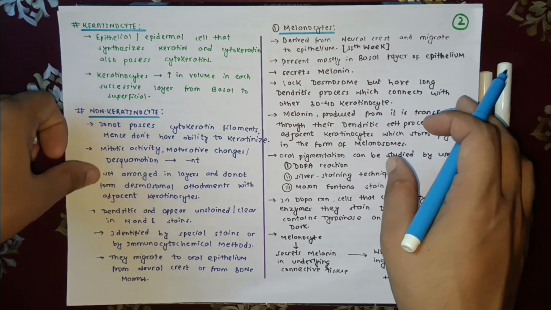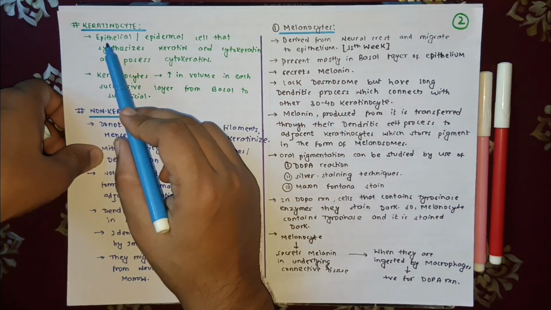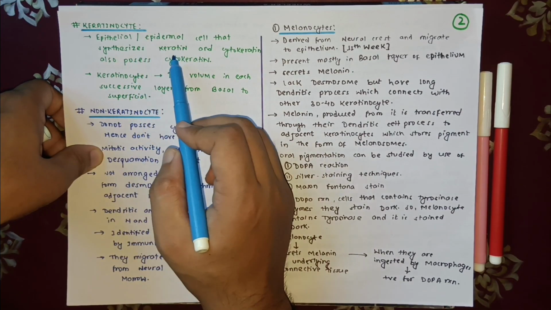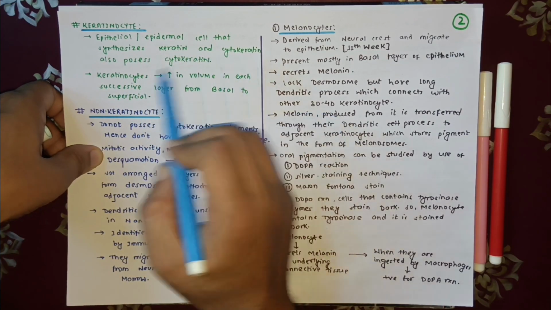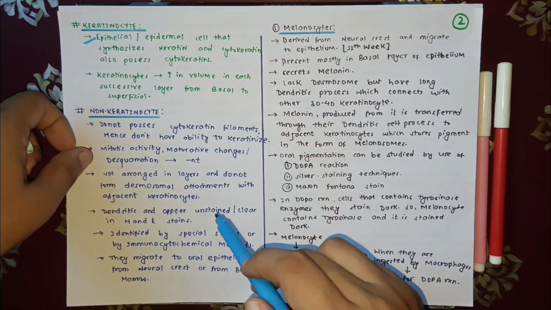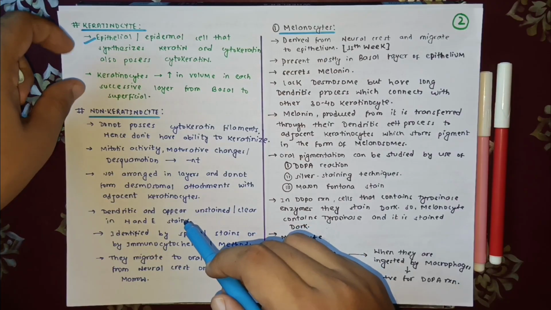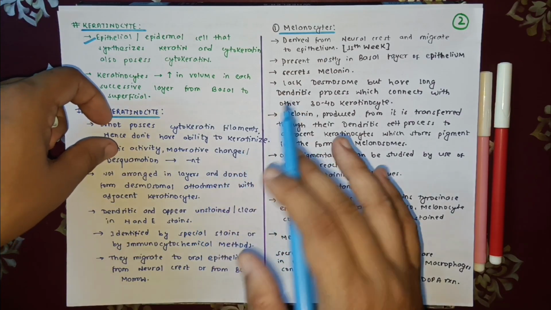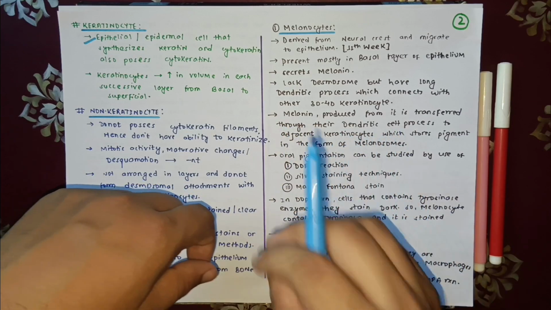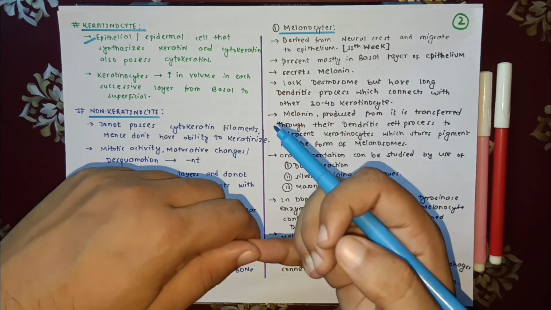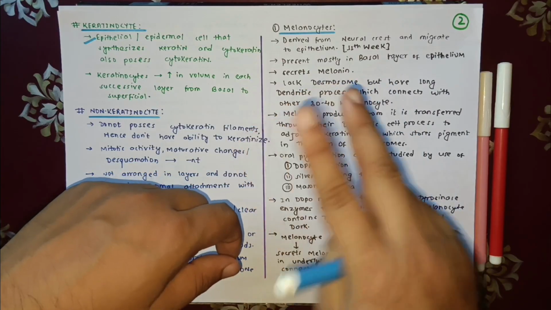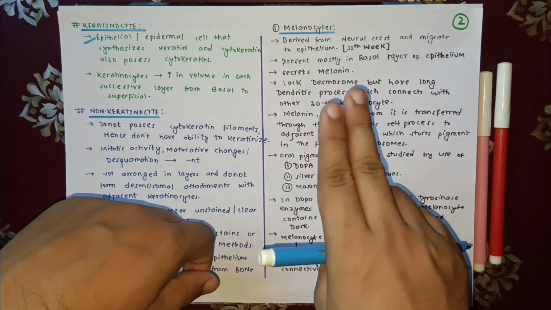So keratinocyte and the non-keratinocyte. The keratinocytes are the epithelial or epidermal cells that synthesize the keratin and the cytokeratin, and also process the cytokeratin. I have told about this keratinocyte and non-keratinocyte in the first or second video. There I said that either the epithelium is keratinized or non-keratinized, but there is a presence of both keratinocyte and non-keratinocyte.